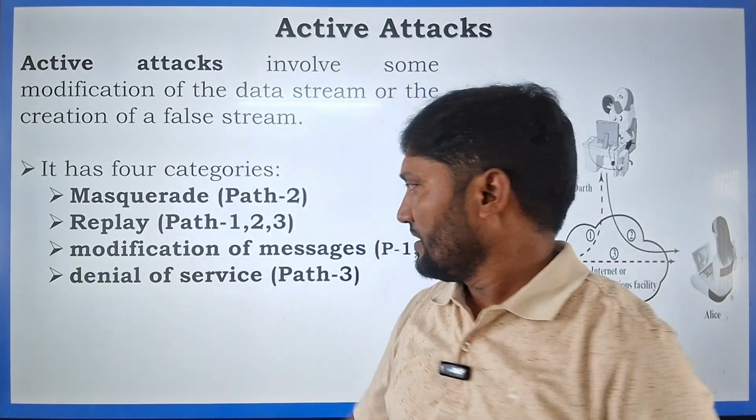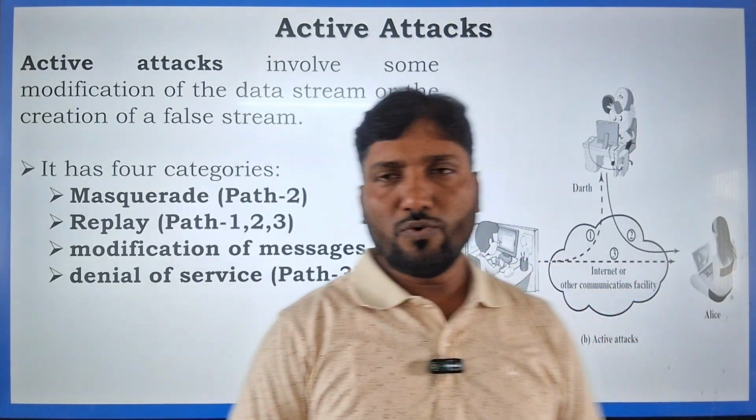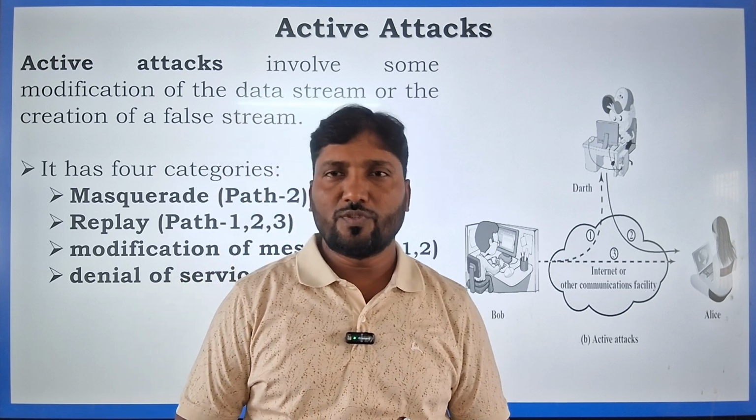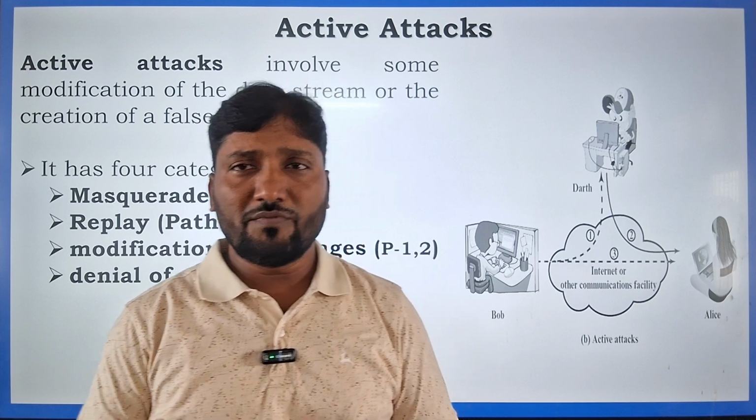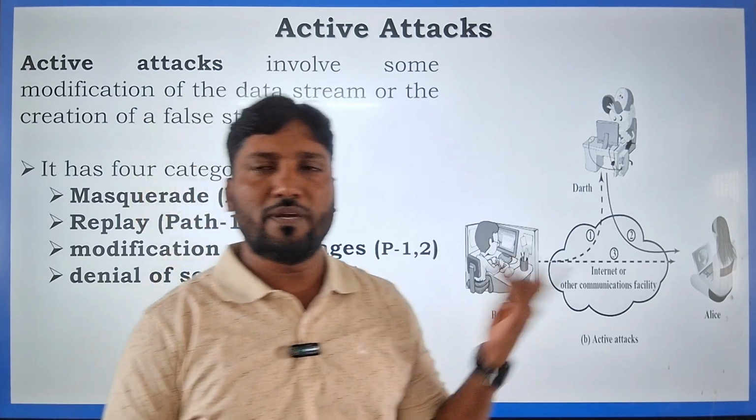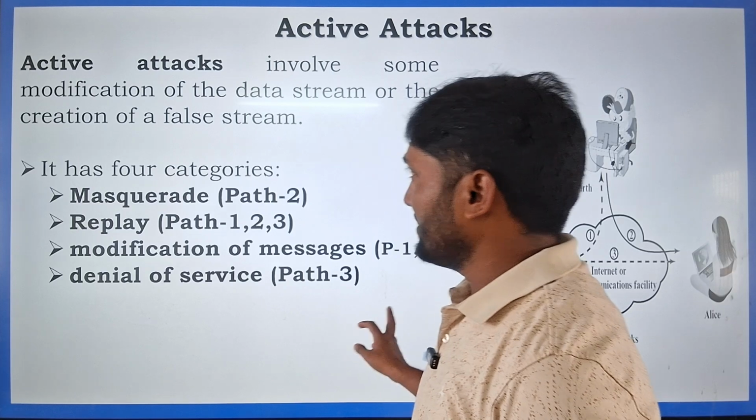And the final one is denial of service. Here only path 3 is active. Denial of service means no connection between the sender and receiver. That can be done by the third party. Now we'll discuss them one by one.